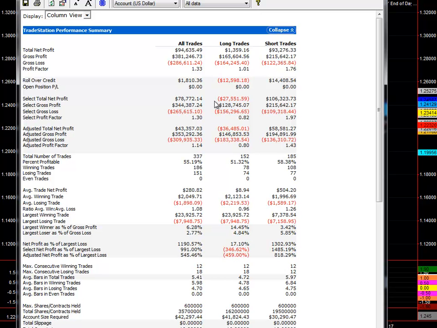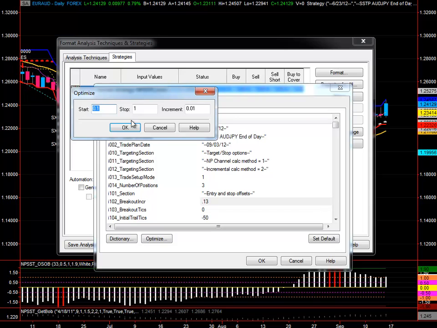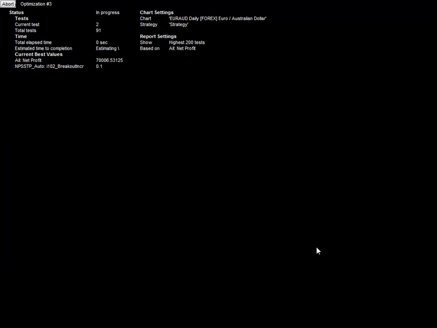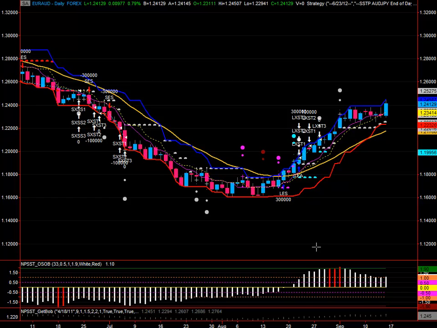We're going to see if we can improve our results, see if we can come up with a good trade plan. So I'm going to change that back. We'll set that to 1, and then we're going to test this here, and we're going to use this optimize button, and we're going to test between 0.1 and 1.0 at 0.01 increments. Let the automation do all the heavy lifting for us. It's going to look at the trades over the last 5 years with a variety of different entry breakout settings. And then it's going to give us a report, and we'll be able to analyze and see where the best one was.